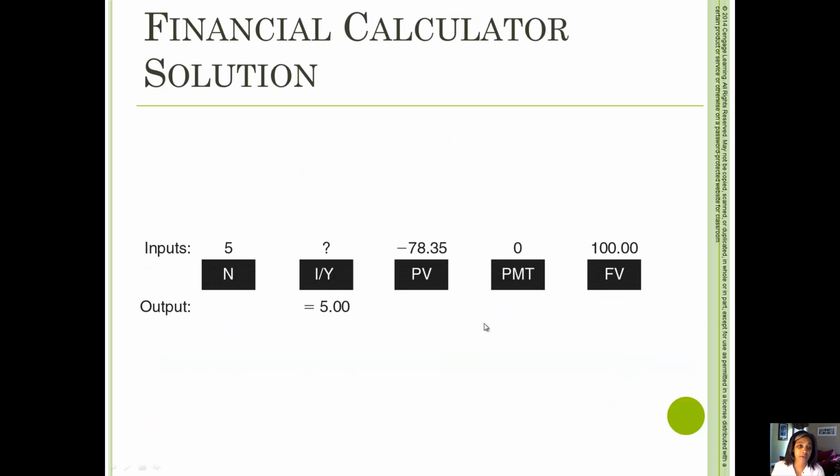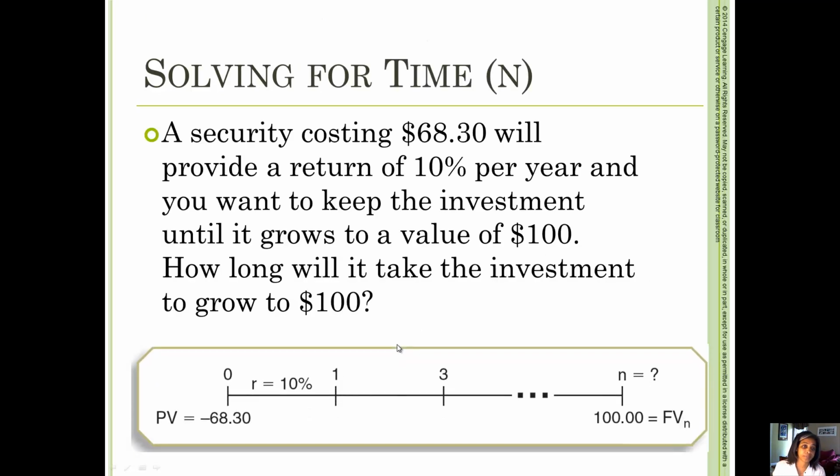In the financial calculator, we want to know what's our interest rate. So N is 5. The present value is what we're paying, so that's an outflow, so it will be negative. There are no payments, and the future value is 100. When we compute the interest rate, we get 5%.